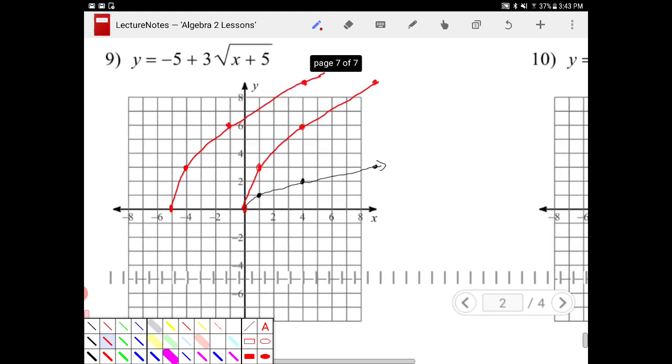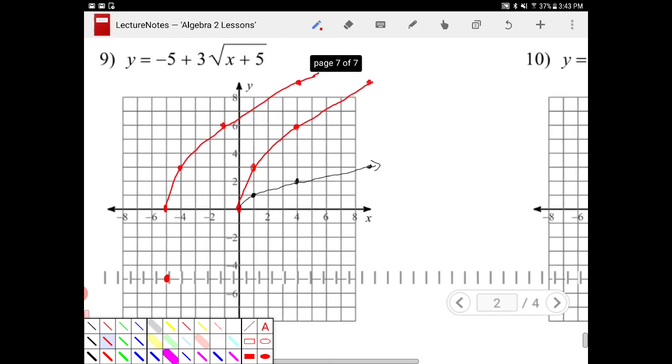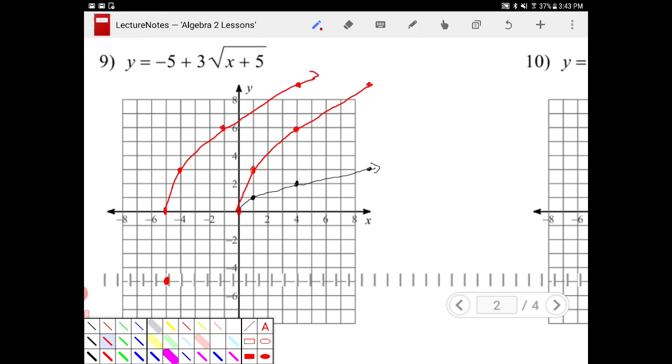And finally, 5 units down. So our vertex is going to be located right here at -5. This point is going to be over here. This point is going to be at 1. This point is going to be not at 9, but at 4. So my final curve is going to look something like this in blue. So that's the graph.